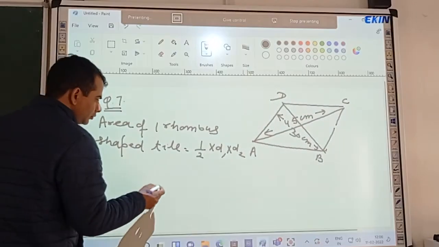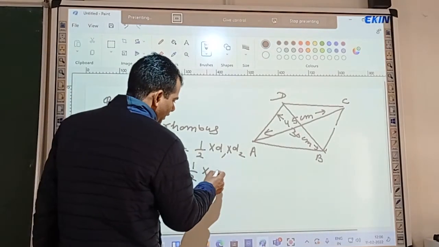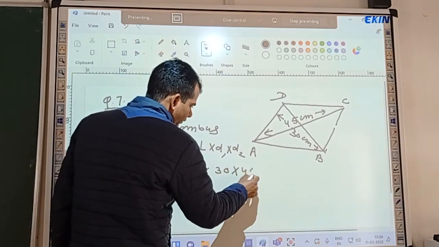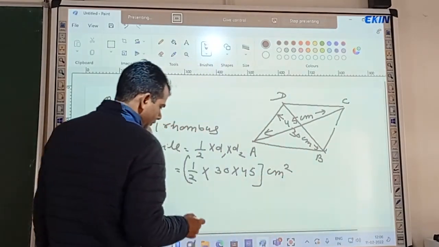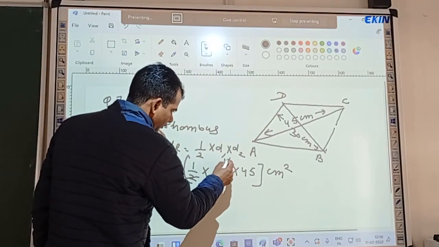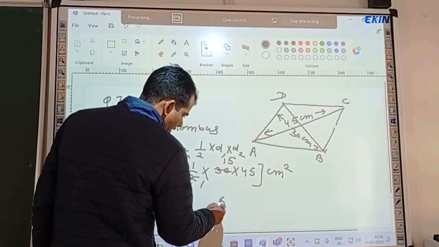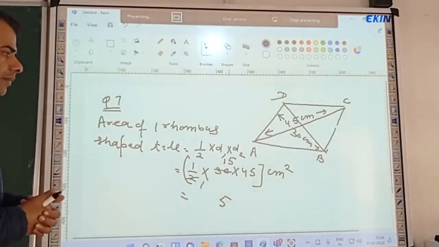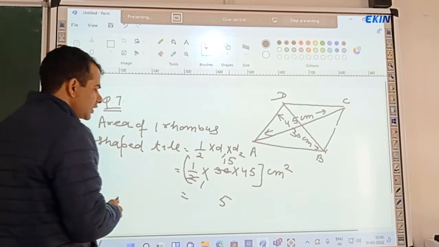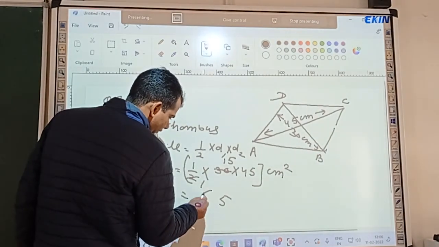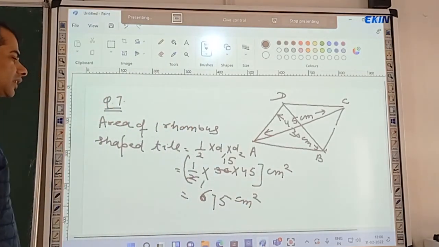Yes, sir. What is d1? d1 is 30, d2 is 45. 1 by 2 into 30 into 45 centimeter square. 15 5s are 75. 15 4s are 60, 60 or 7 is 67. So 675 centimeter square is the area of one tile.